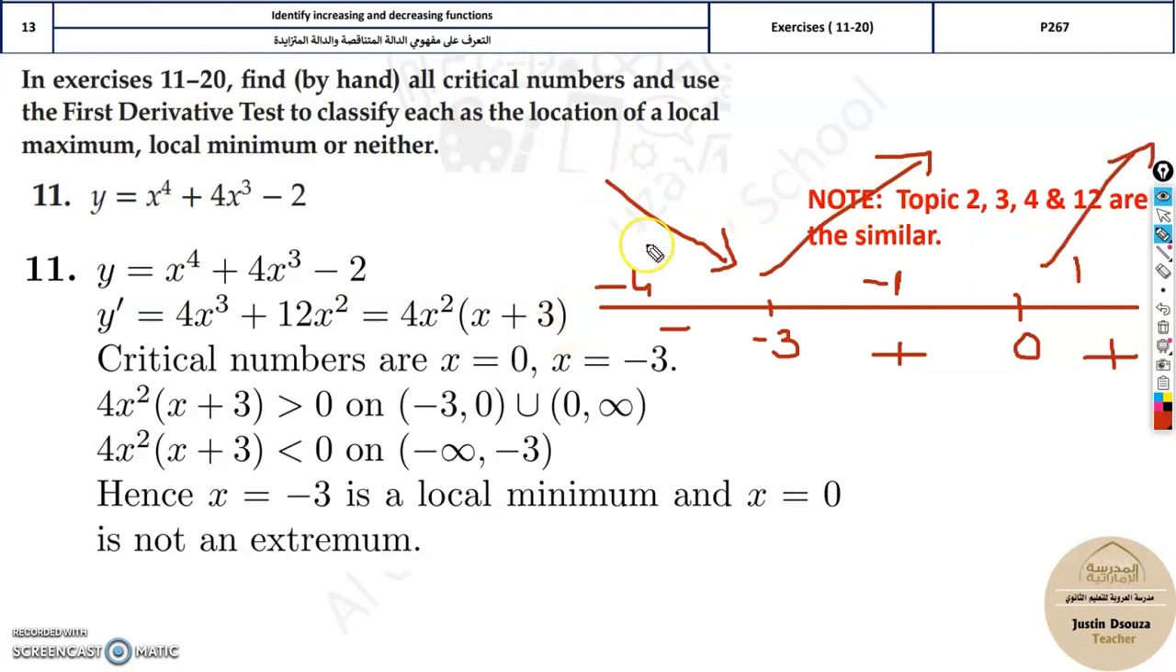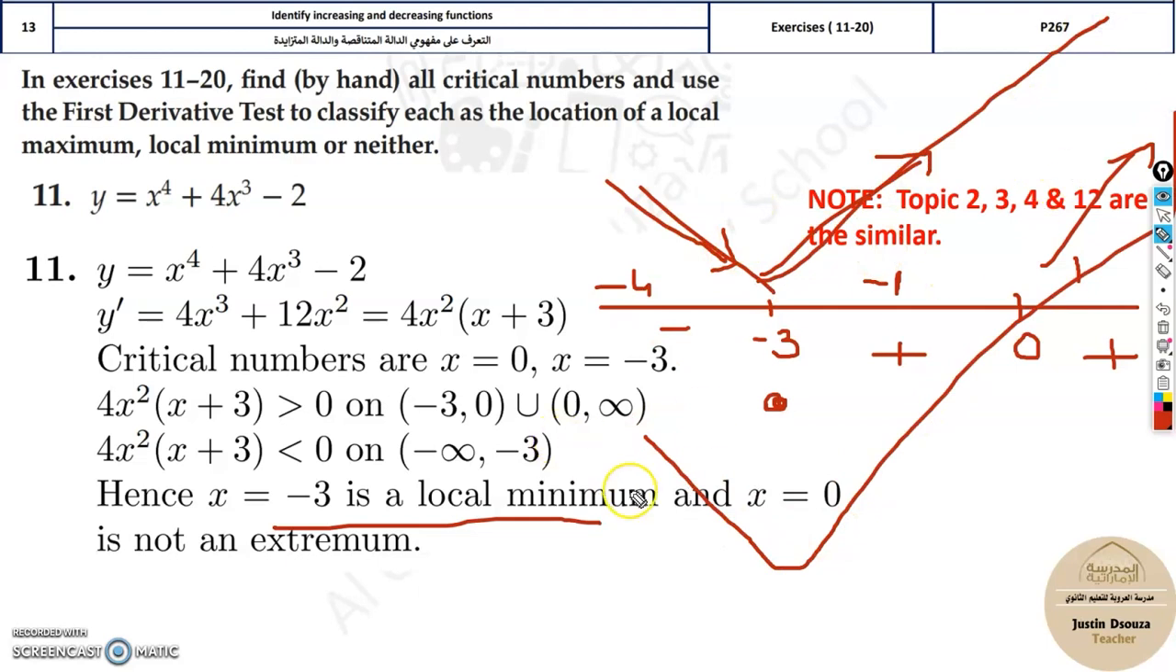So what you understand over here is there is a minimum point at -3. -3 is a local minimum. You can see over here why? Because it's dipped, you know. But then it does not dip again. So the graph will be something like this and it just goes on up.